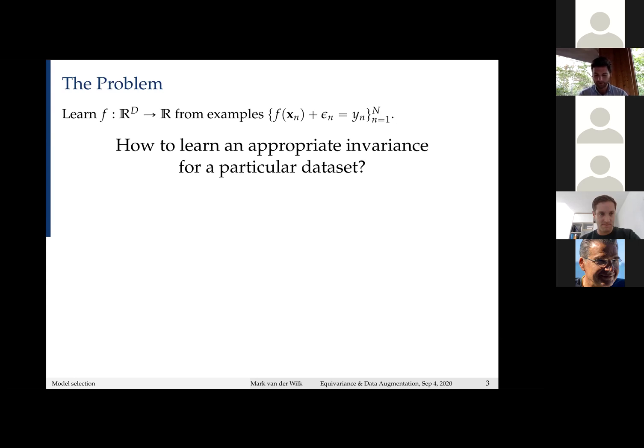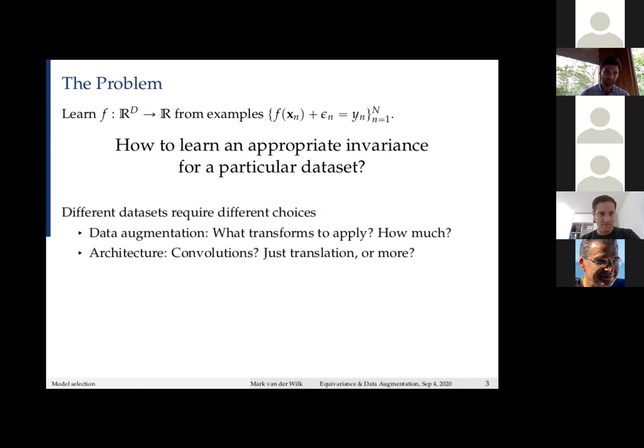And a lot of effort has gone into generating different architectures which can parameterize function classes with these properties. Now, the problem that I want to consider today is, without too much human input, how do you figure out what is an appropriate invariance for a particular data set? So how do we pick the function class?